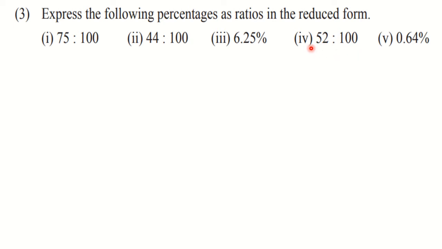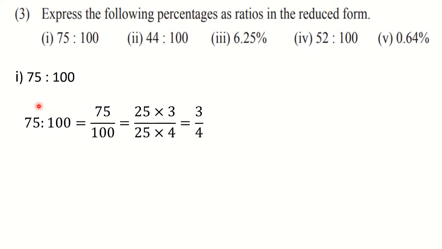So here you can write this 52 as 13 fours and 100 as 25 into 4. So 4 will get cancelled and your answer will be 13 is to 25. Correct? So I am not solving this. I am solving the remaining 4. Let us start with the first one, that is 75 is to 100. This is a ratio. So we can write it in the form of 75 upon 100.